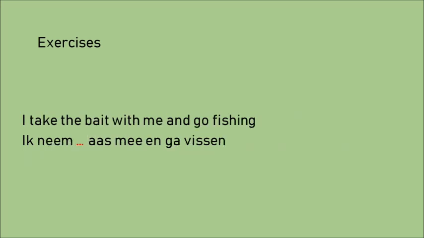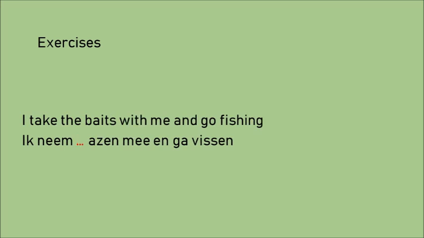The next exercise. I take the bait with me and go fishing. As we discussed before, the bait is het aas. So the correct translation is: Ik neem het aas mee en ga vissen. What about this one? I take the baits with me and go fishing. Because this time you are talking about multiple baits, so plural, you use de, because plural is always de.